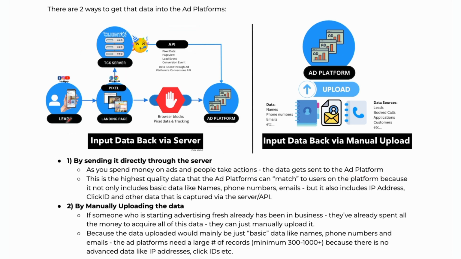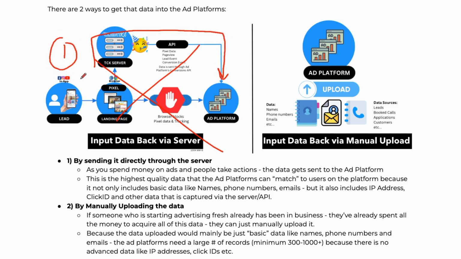Then option number two is manually uploading the data back over to the ad platforms, right? So if somebody is, let's say, for example, advertising fresh, they haven't yet spent a bunch of money on the ad platforms to be able to get that server data through the API, right? Because the only way that you can get this first option is by actually spending money on the ad platforms, because the leads have to come from the ad platforms, get over to your landing pages, become customers, and then send the information to the API. You can't send information through the API that hasn't already taken place, right? And so if somebody's starting advertising fresh, and maybe they've already been in business, right? They've already spent all of this money acquiring data through other means, right?